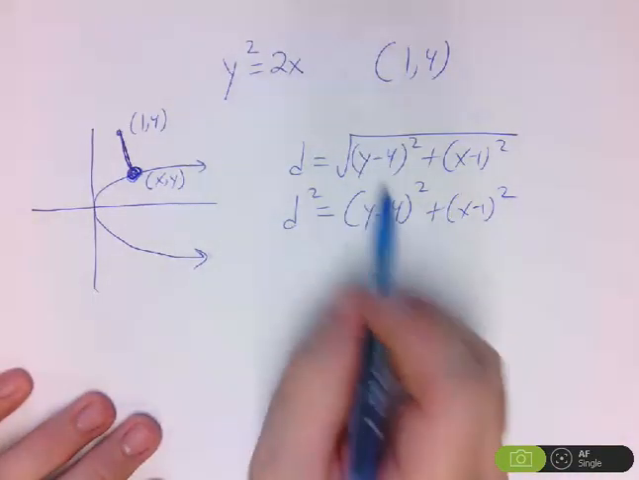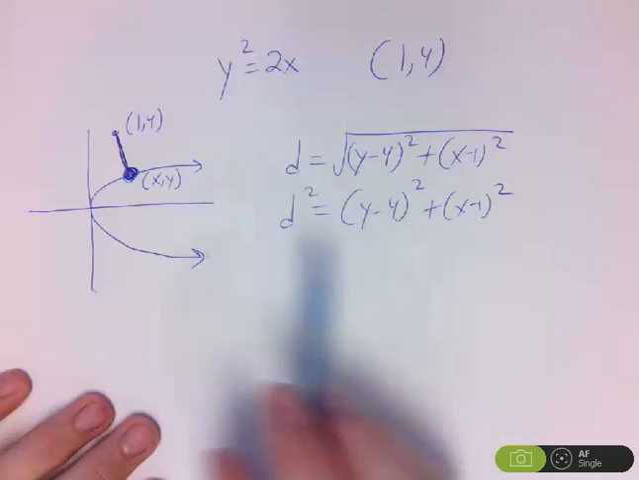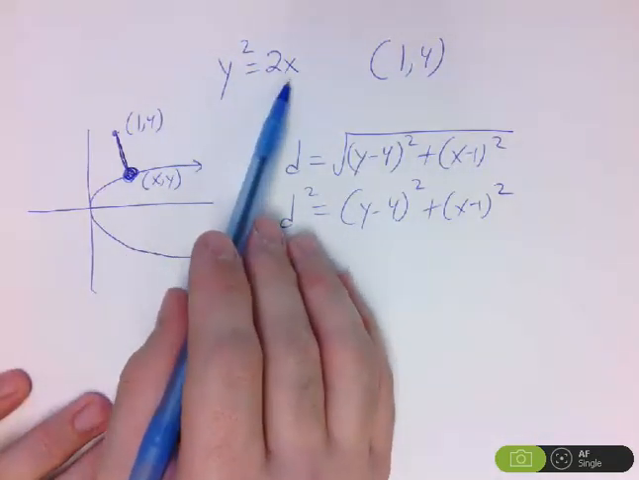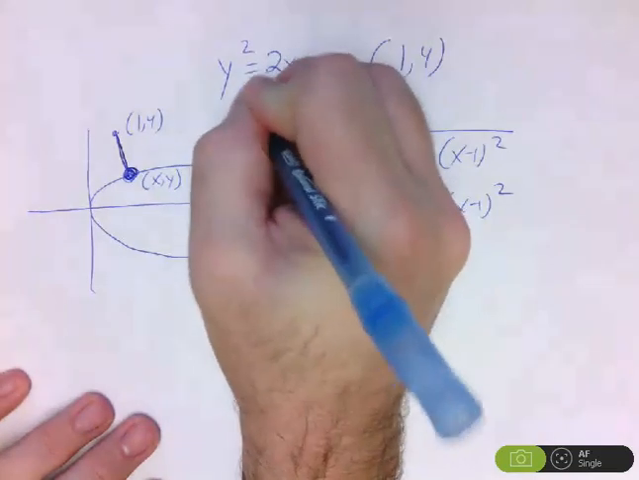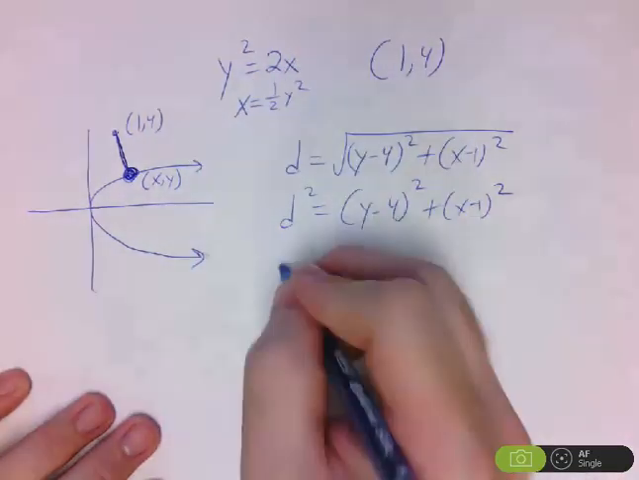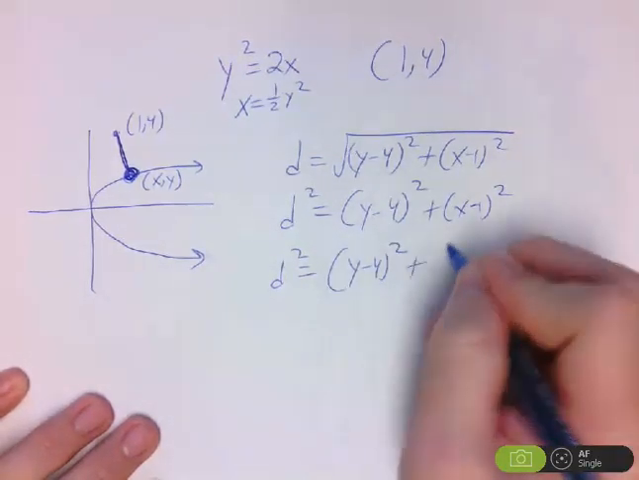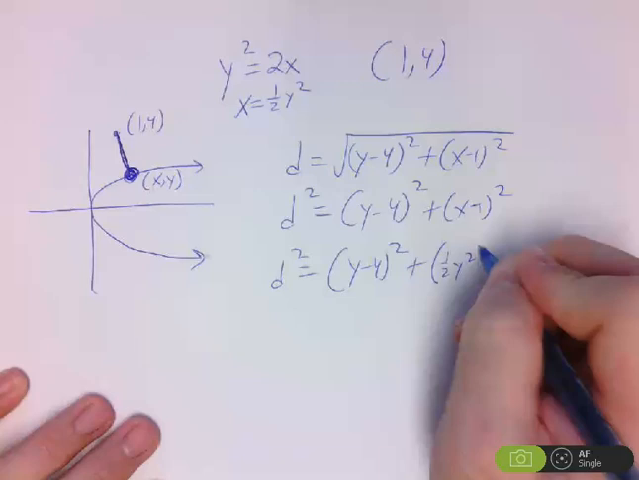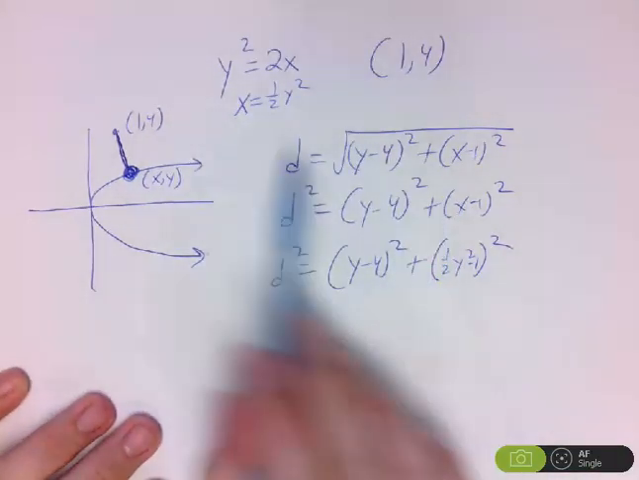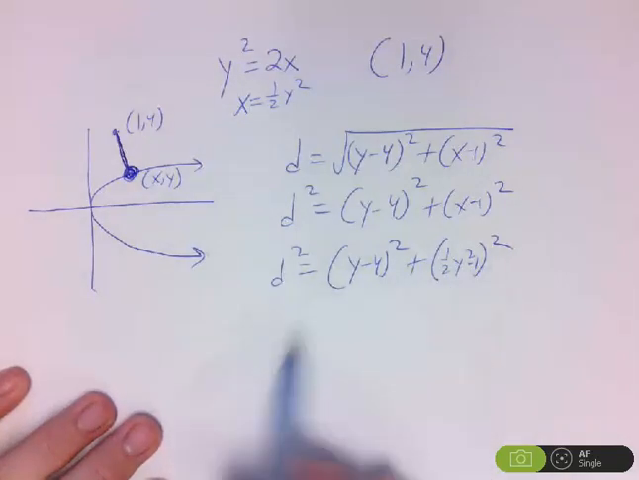We talked about substituting, but we never actually got to that point together, so I'd like to do that now. I could solve for y, but then I have to deal with a square root. It certainly will work, but it probably is easier if I solve this for x. So x equals 1/2 y squared. So d squared is going to be (y minus 4) squared plus (1/2 y squared minus 1) squared. Right? So x is replaced with 1/2 y squared.